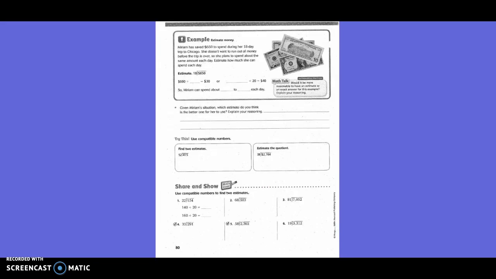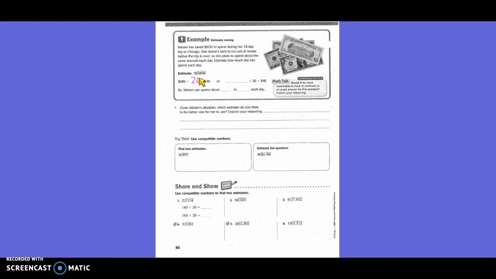Example, estimate money. Marian has saved $650 to spend during her 18-day trip to Chicago. She doesn't want to run out of money before the trip is over, so she plans to spend about the same amount each day. Estimate how much she can spend each day. So, you would have 600 divided by, say rounded 650 to 600, and then we round 18 to 20, right? And then they said that would equal 30.